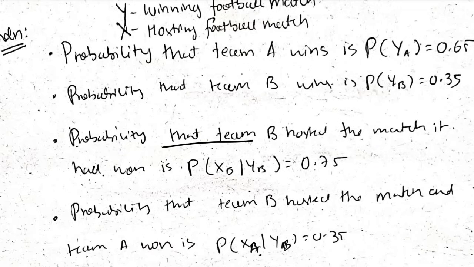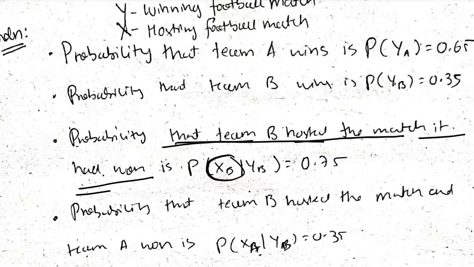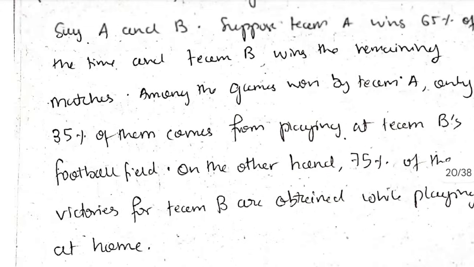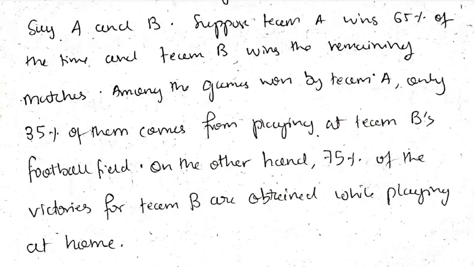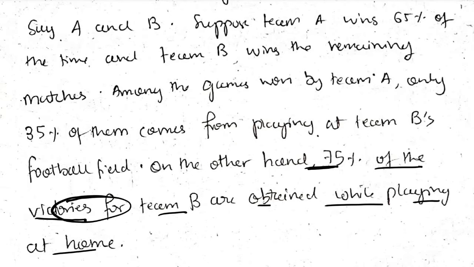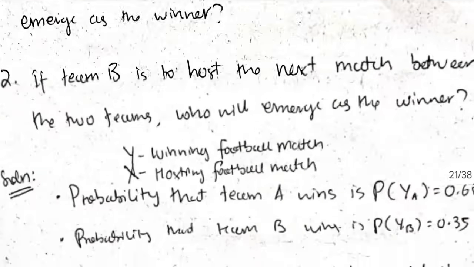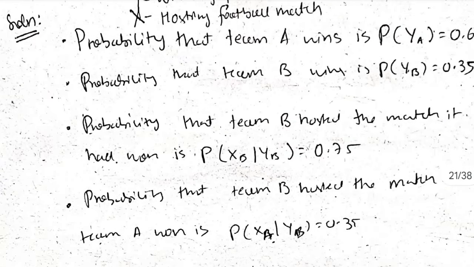Then the probability that team B has hosted the match, given that it has won. What is that percent? 75%. Read once more. 75% of the victories for team B are obtained while playing at home, means victories obtained given that they have been playing at home. Okay, so those probabilities I'll mark as follows. B has hosted the match given that they have won is 75% of the time.